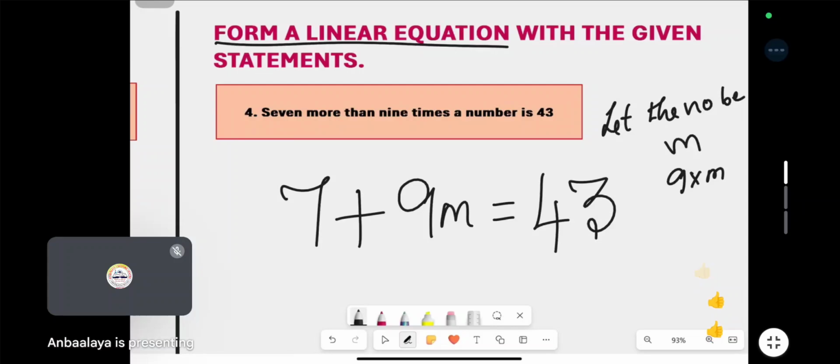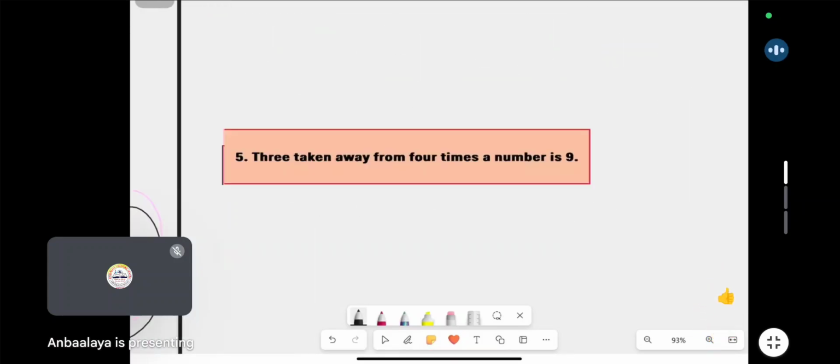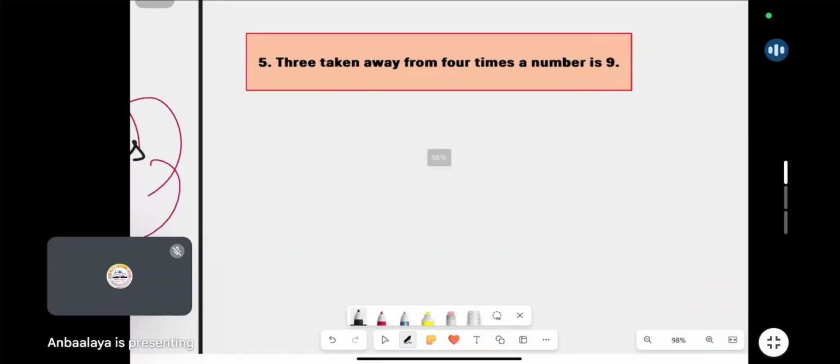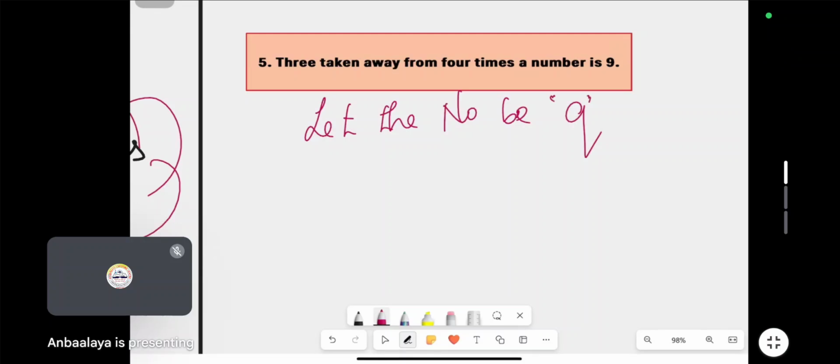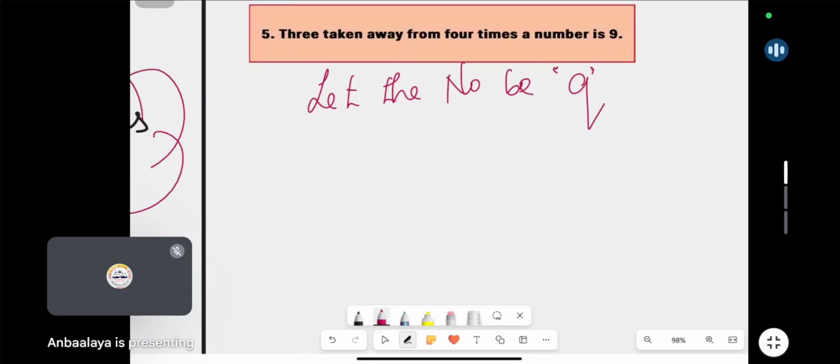Okay, I'm moving on to the next one. This is also very simple. What variable can we take here? We are always taking the same x, y and all. Give me a new variable. Q. Already one person said Q, so I'm taking that Q. Let the number be Q. 3 taken away from 4 times the number is 9.